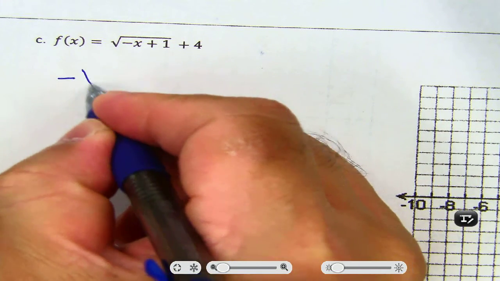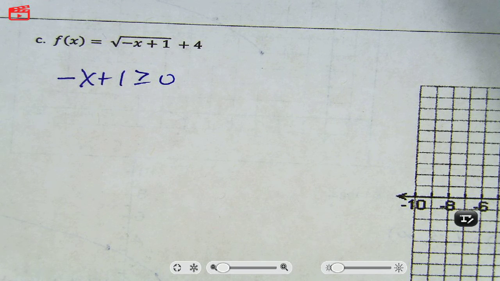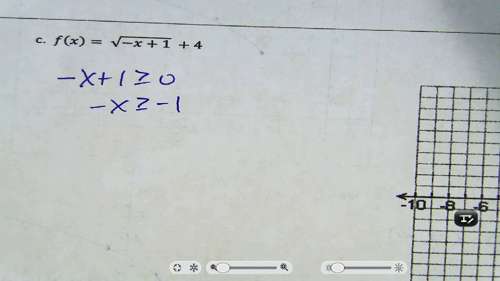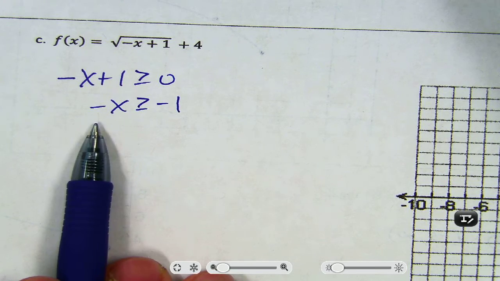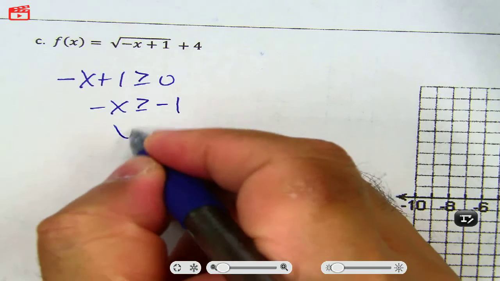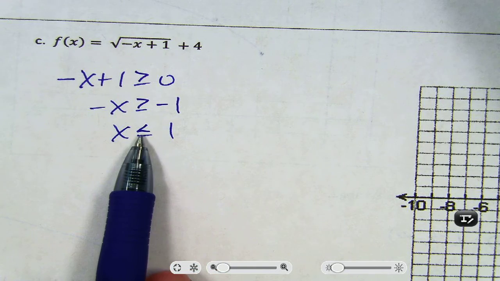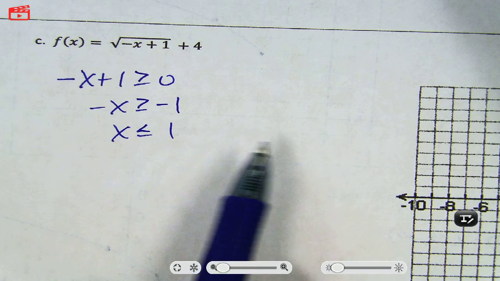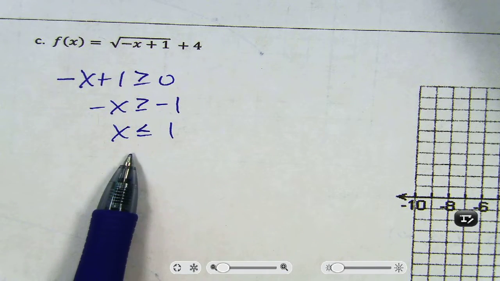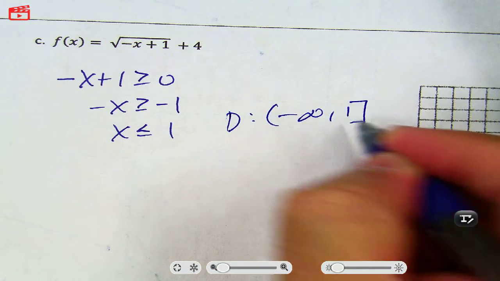So, set the inside greater than or equal to 0. Just the inside. So that's negative x is greater than or equal to negative 1. So I still have a negative on the x. What happens when I divide by a negative? I flip the sign. The inequality changes directions whenever you multiply or divide by a negative number. So note, this is the first time it's less than 1. So my domain looks like this: negative infinity to 1.